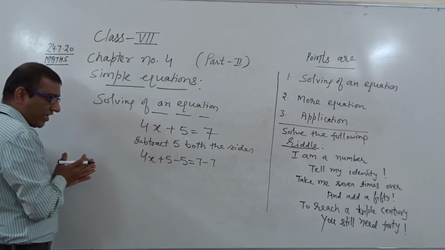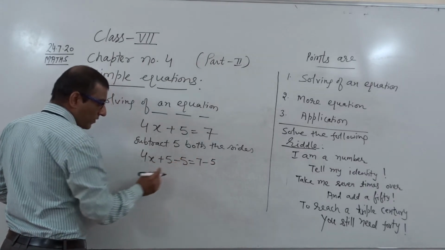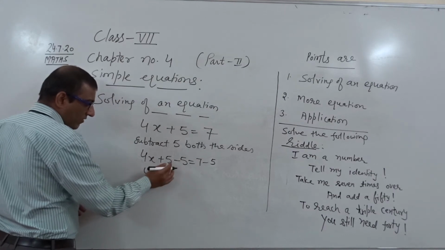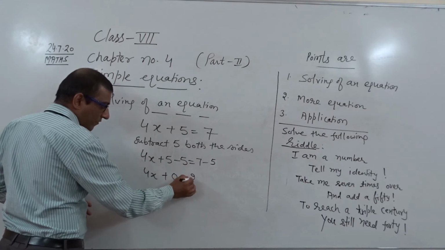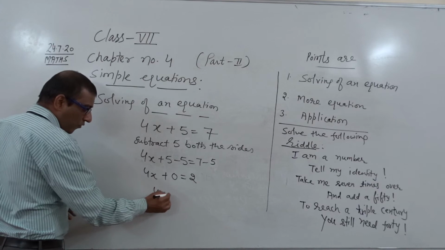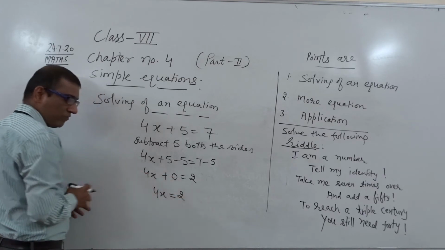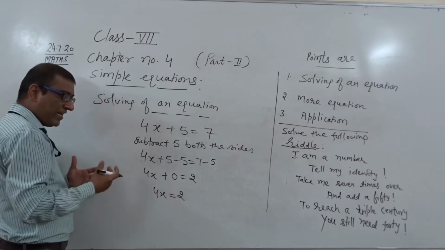After this first step, what will we do? If you see, we will write here 4x as it is, 5 minus 5 becomes 0, and 7 minus 5 becomes 2. When you add 0 to 4x, it becomes 4x equals 2. Okay, 4x is your left hand side and 2 is your right hand side.